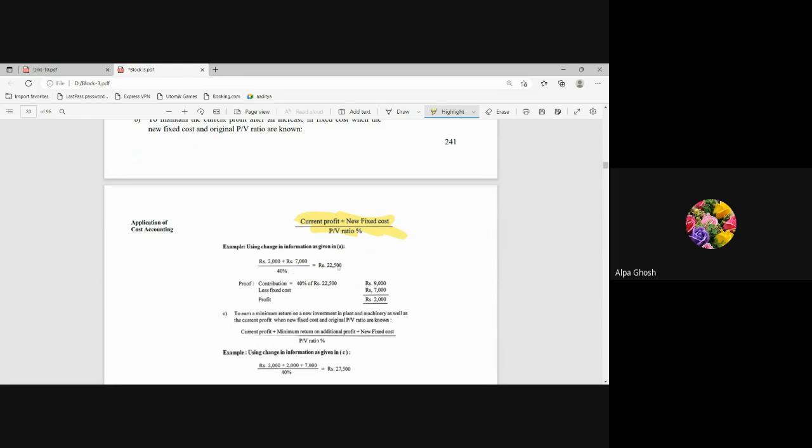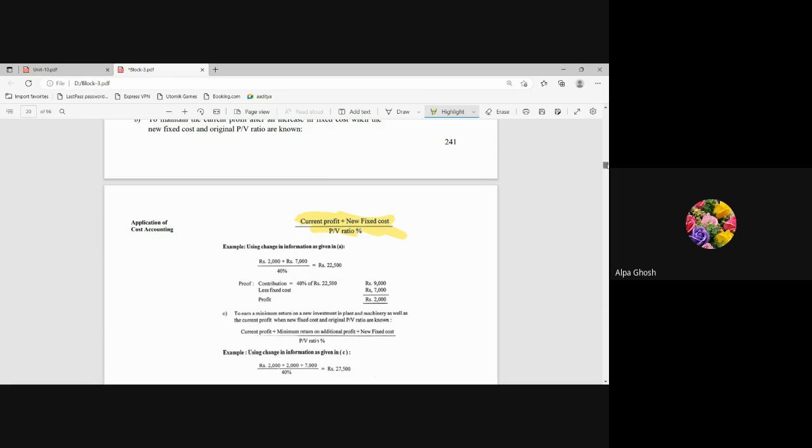So this time your sales volume is 22,500. So contribution is what? 40% of 22,500. Contribution equals 40% of 22,500, so it is 9,000. 9,000 is your contribution. And what is fixed cost? 7,000. So 9,000 minus 7,000, your profit is 2,000.